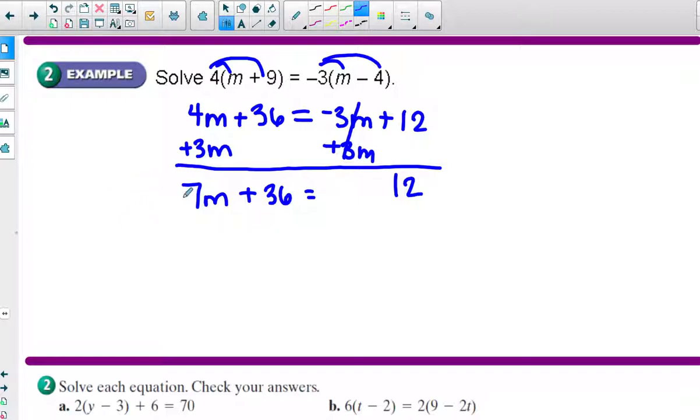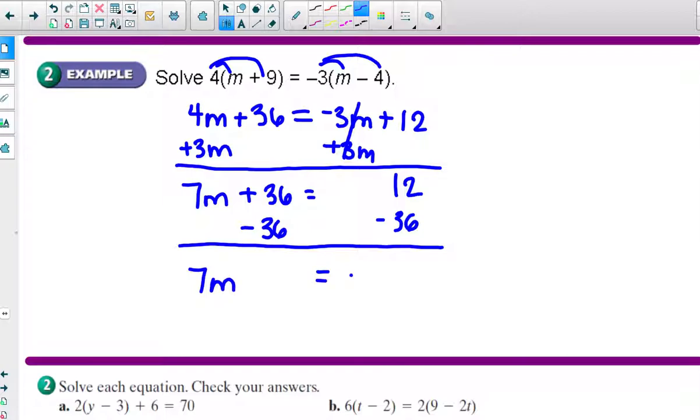Since we're leaving the variable on the left, that means I need to undo this 36. I need to subtract 36. And what I do to the left, I have to do to the right. This gives us 7m equals negative 24. And now we divide both sides by 7. And that leaves us with m is negative 24 over 7.